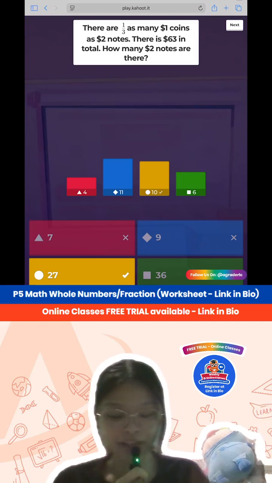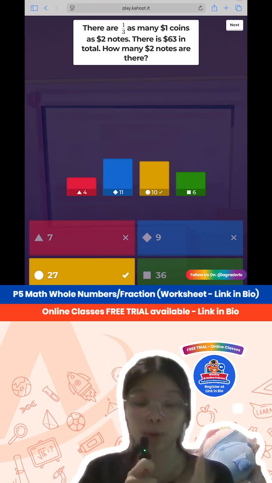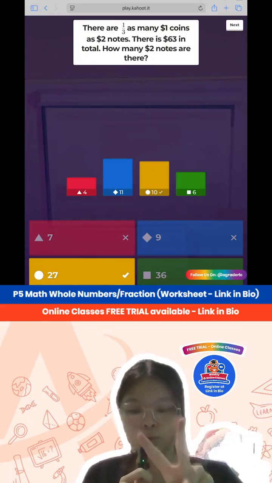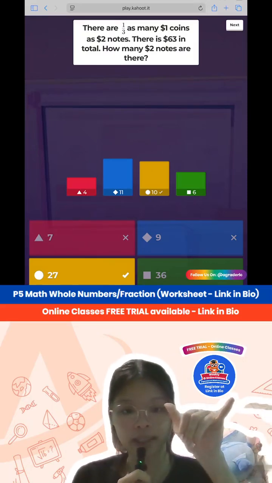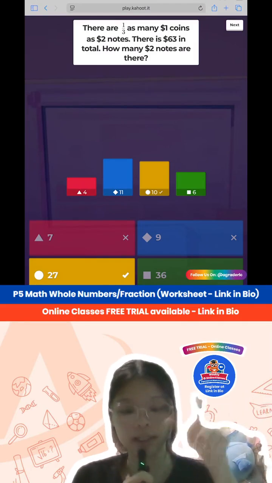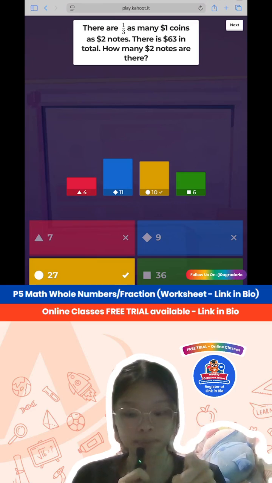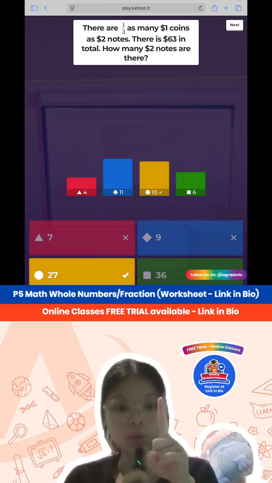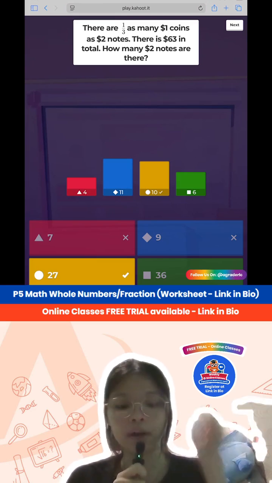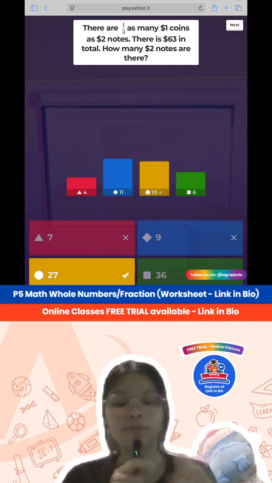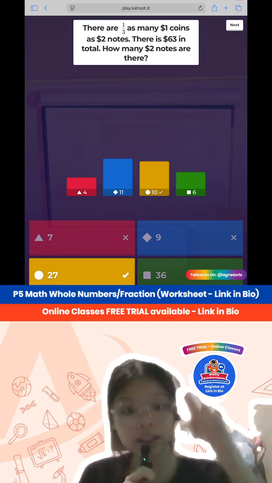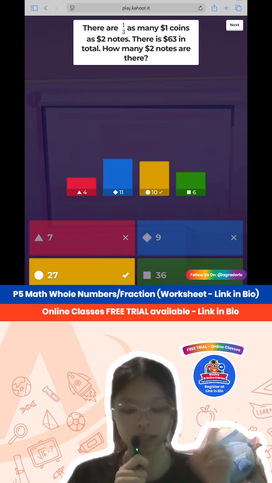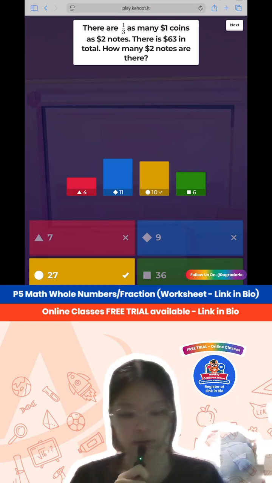Oh, a lot of you did 9. You know why? Those who chose 9, still okay. It's a common mistake. You chose 9 because you did $2 times 3, which is $6. And then $6 plus 1, which is $7. And then you take 63 divided by 7. You get 9. And then you put 9 as your answer. But remember, this 9 is only 1 unit. So this 9 is actually for the $1 coin. We are looking for $2 notes. And remember, there are 3 units of $2 notes. So your 9 must times 3. Then you'll get 27. So the 10 of you who got 27 correct, congratulations.